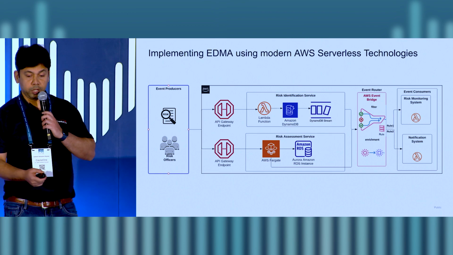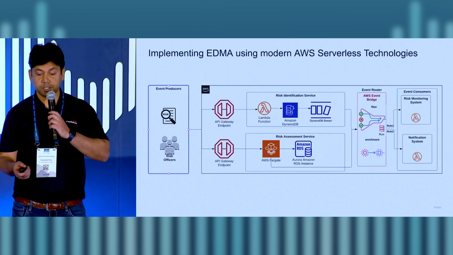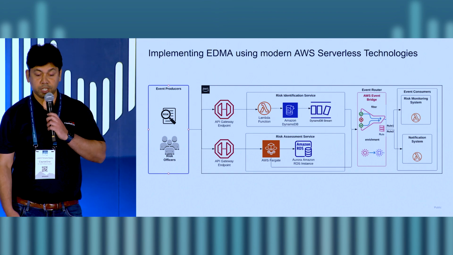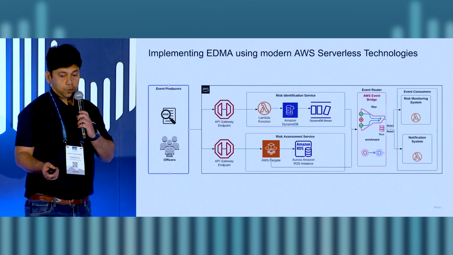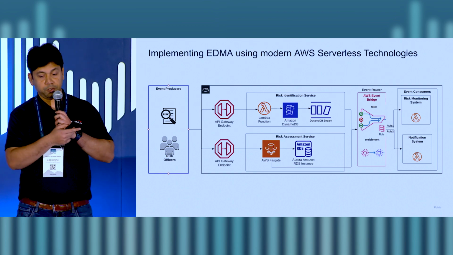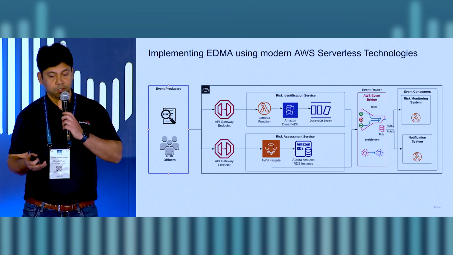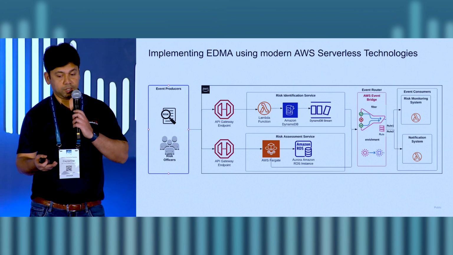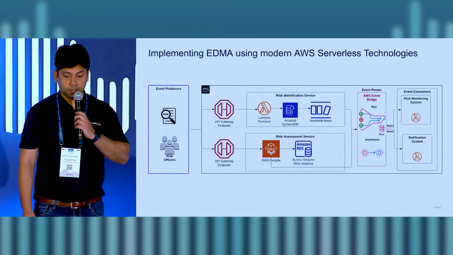When an event comes in from the event producer, it flows into the identification service or risk assessment service, either of these. We have an event router. We particularly chose EventBridge. It ties back to our previous presentation, especially with queues, SNS, and EventBridge. EventBridge is what the bus is about. It basically has a lot of benefits.